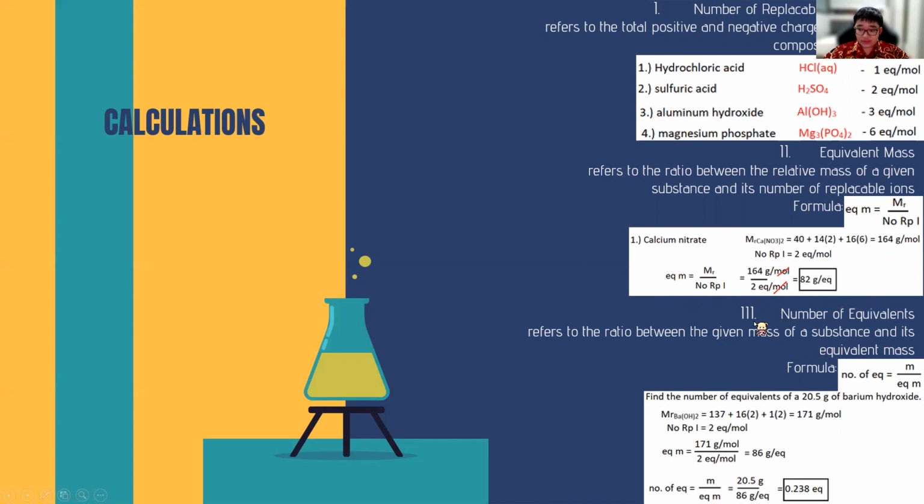For the third one, we have number of equivalents. It refers to the ratio between the given mass of a substance and its equivalent mass. For this, the formula is equal to mass over the equivalent mass.